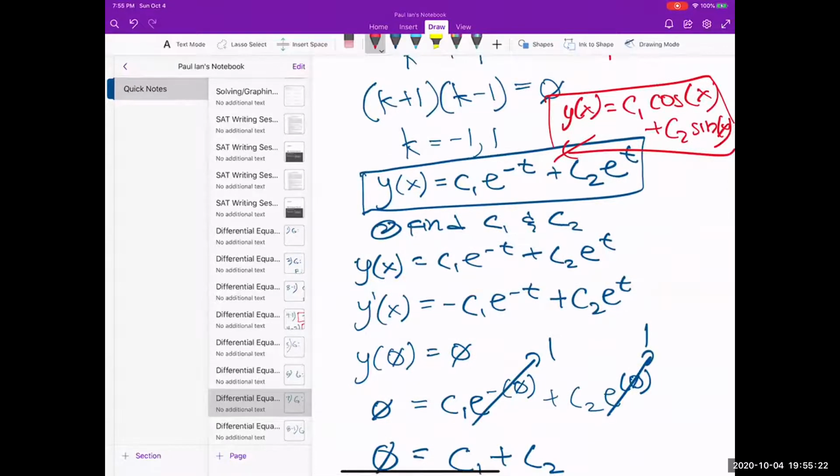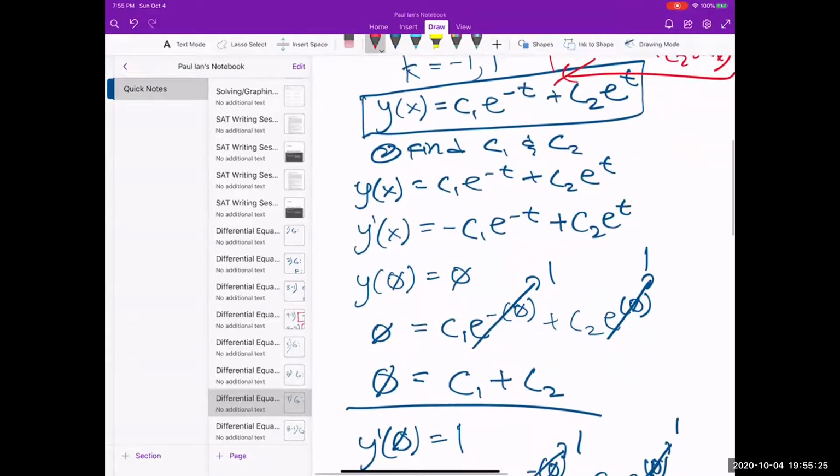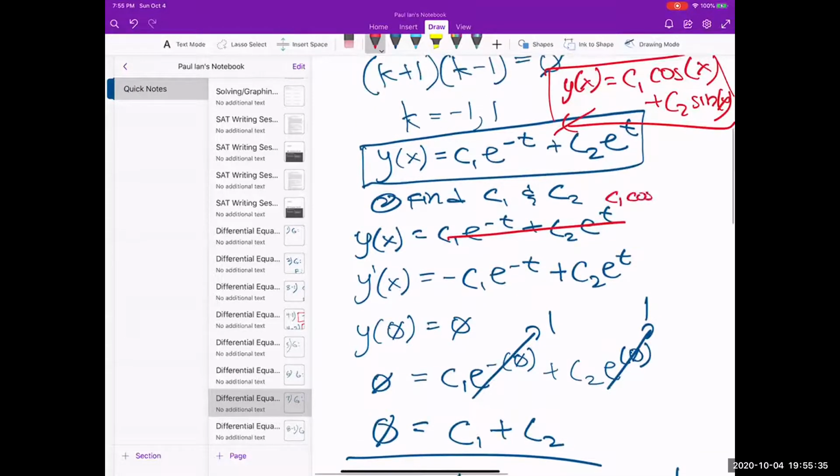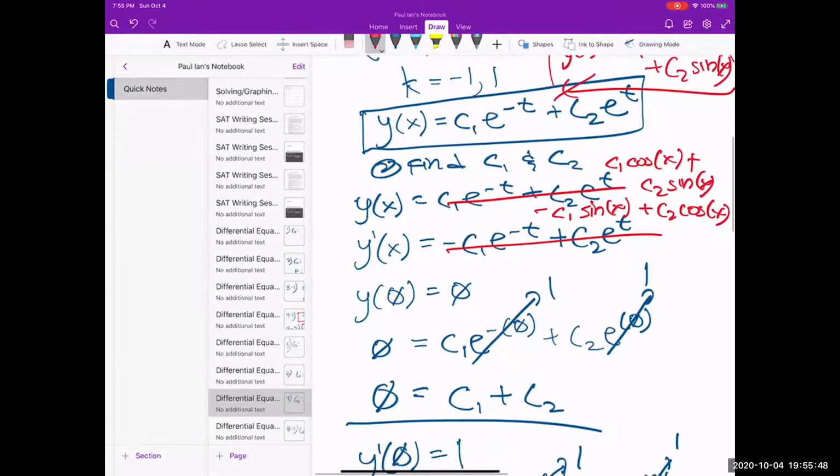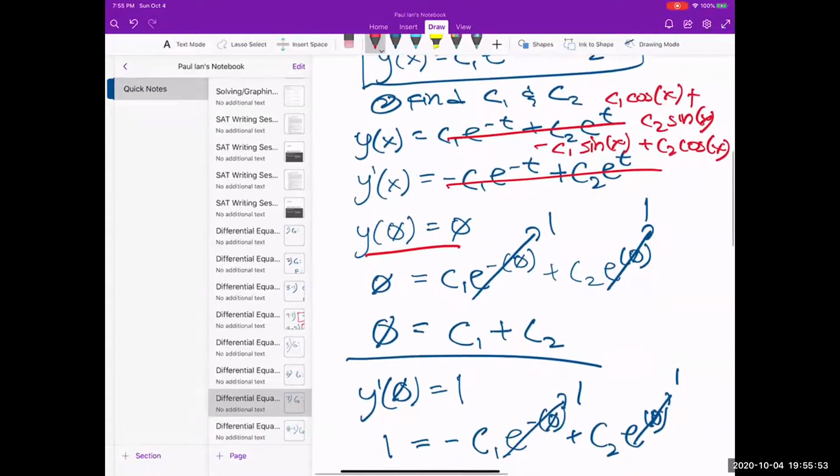It's asking you for the particular solution. So now let's look at c1 and c2. This guy should be c1 cosine x plus c2 sine x. And this one is minus c1 sine x plus c2 cosine x. And then you just apply this. I think this is good practice actually, because it asks you for the whole thing. So let's take a look at what this actually equals.